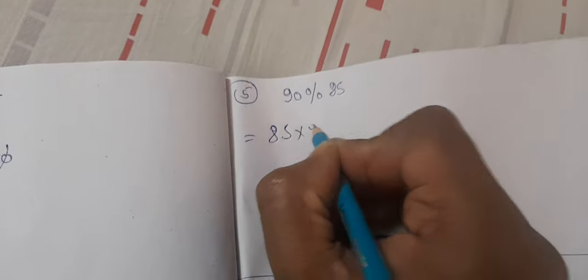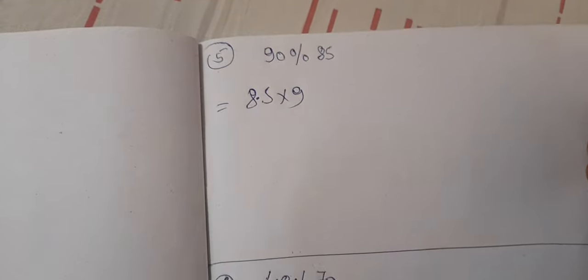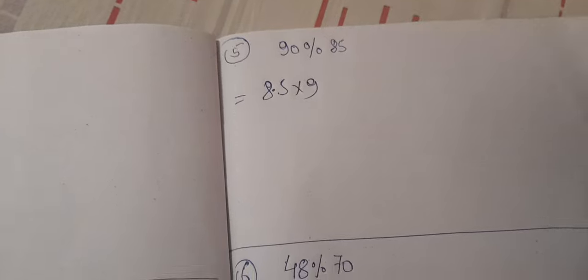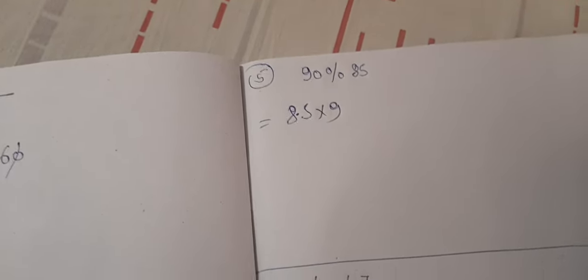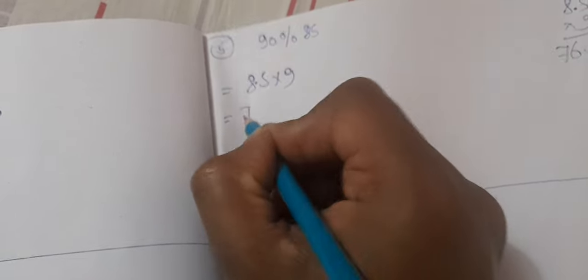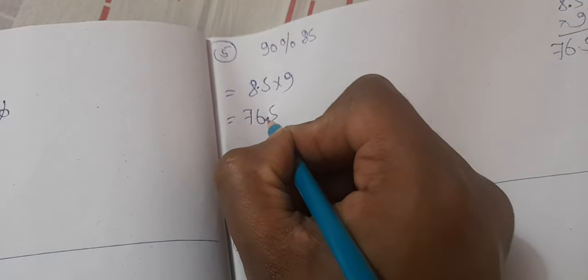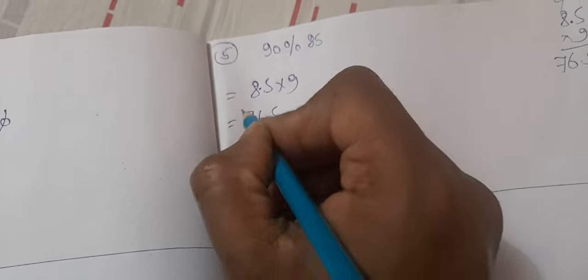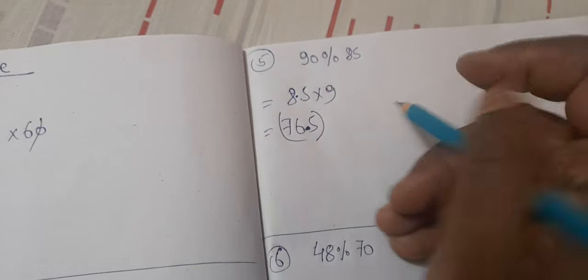Okay, let's go with another example, that is 90% of 85. So 10% of 85 is 8.5, into 9. Let's multiply this. 5 9s are 45. 9 8s are 72. So 76.5.